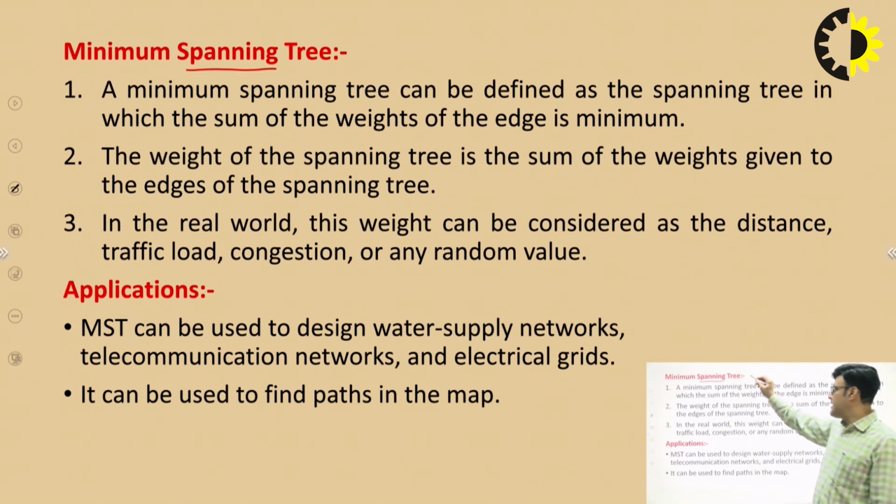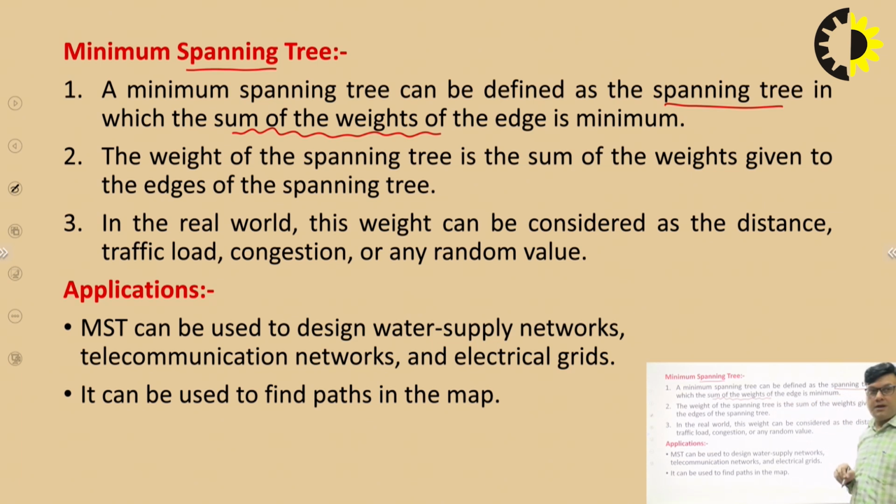So what is a minimum spanning tree? A minimum spanning tree can be defined as a spanning tree, as we have seen, in which the sum of the weights of the edges is minimum, right? That I have illustrated. The weight of the spanning tree is the sum of the weights given to the edges of the spanning tree. So what I have done is add all the weights of the edges to find out which spanning tree is minimum. Okay. Third, in the real world, this weight can be considered as a distance. For example, I considered these vertices as cities. Now I have to travel all the 4 cities in such a manner that the weight should be minimum.